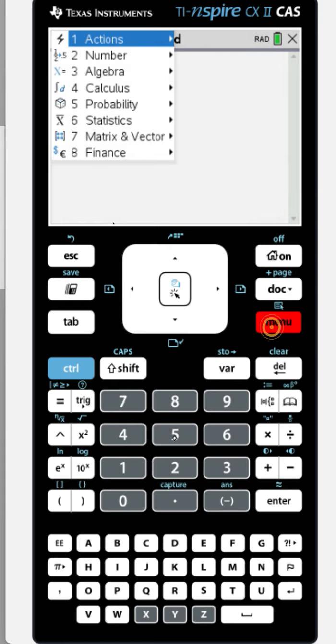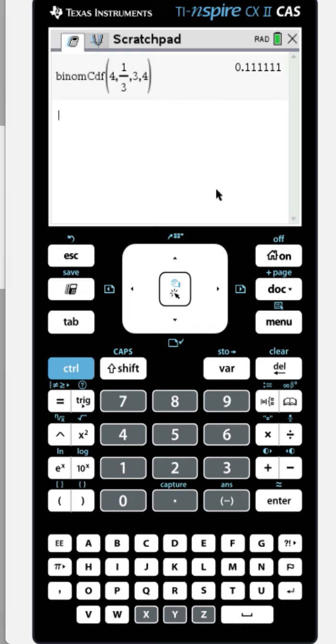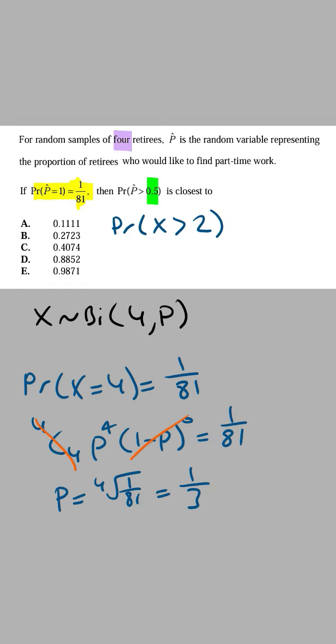And so we go menu 5b. Now the number of trials is 4. The probability of success is 1 on 3. The lower bound, here you need to be careful because we want x larger than 2 and not including 2. And because with a binomial you can only have whole numbers, this is going to be a 3. And the upper bound is going to be 4. This is equal to 0.1111. Looking at the options, this is going to be option A.